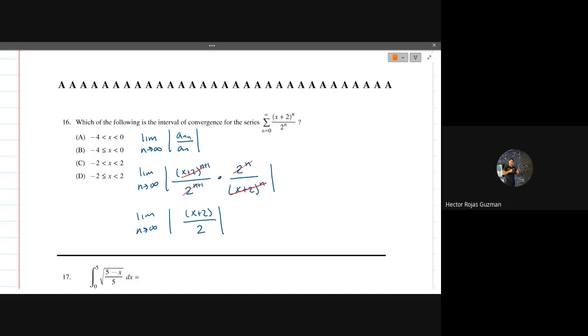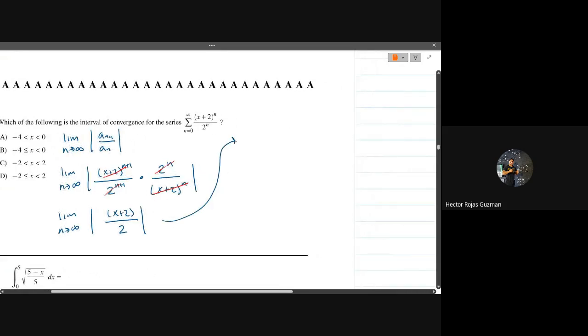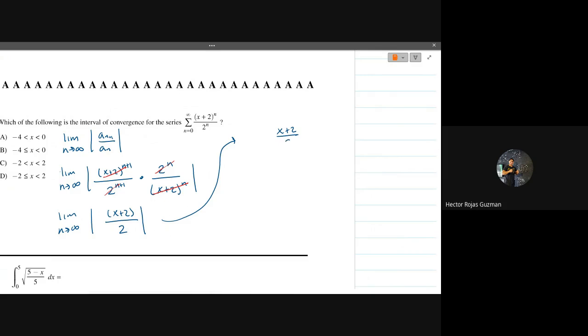And because we no longer need the limit notation, we can take that off, and we can take off the absolute value. We can say (x plus 2) divided by 2 is less than 1. And if I take off the absolute value, we're going to say that it's also greater than negative 1. So solve for x. Negative 2 is less than x plus 2, which is less than 2. Negative 4 is less than x, which is less than 0.